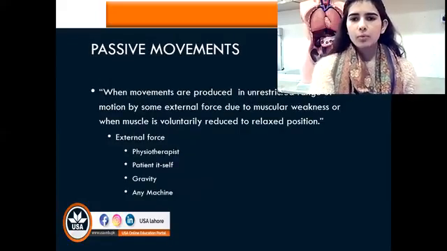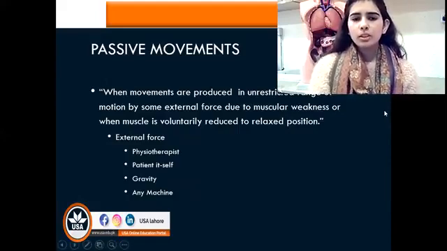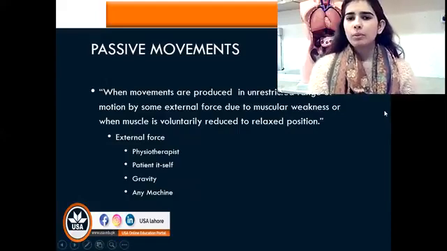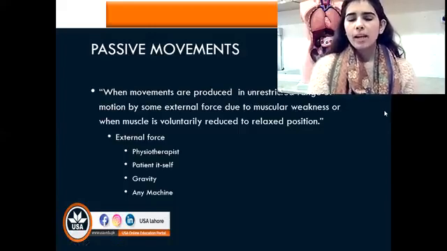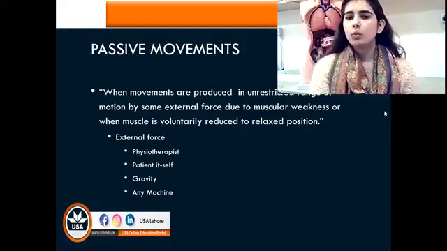Let us start with today's topic, which is passive movement. That is, when the movements are performed in an unrestricted range of motion by some external force due to muscular weakness, or when the muscle is voluntarily reduced to a relaxed position.